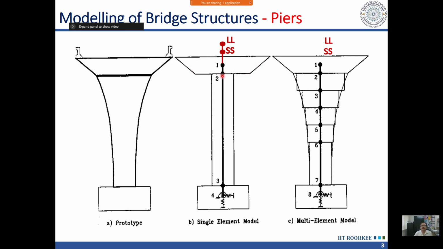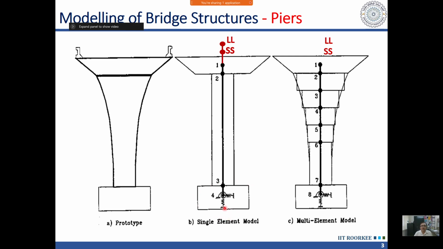So the pier cap is modeled separately with a different element because the cross section here will change significantly, and if we are modeling the pier cap with the actual cross section of the pier, the mass will also be considered by the model automatically. Then here at the bottom we may or may not model the foundation flexibility.